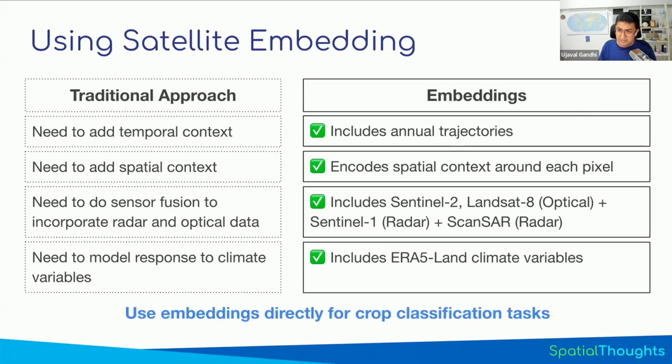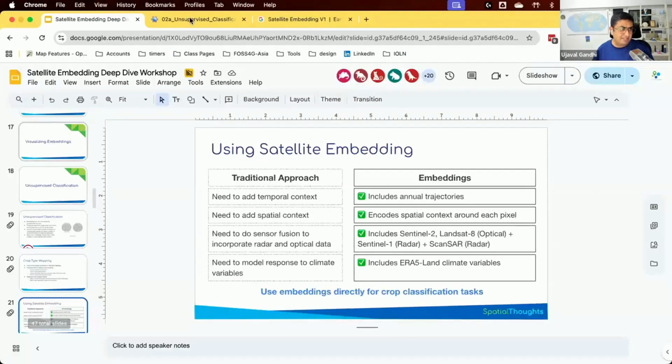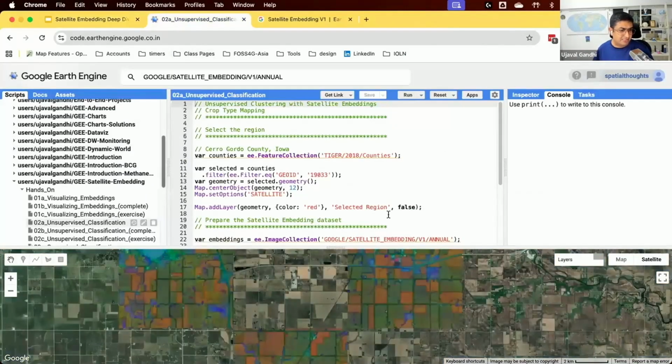So now we can use embeddings directly for our crop classification task. We'll first start building code that takes the embeddings and does an unsupervised classification. We'll identify clusters of different crops, and then we'll come back to the presentation and learn how to label those. So let's go back to the code. We're going to work on script 2 here.